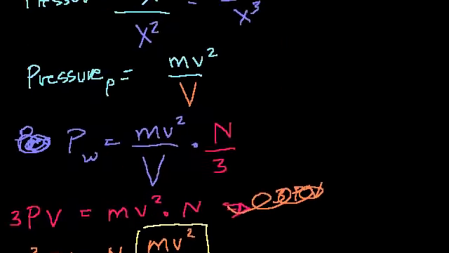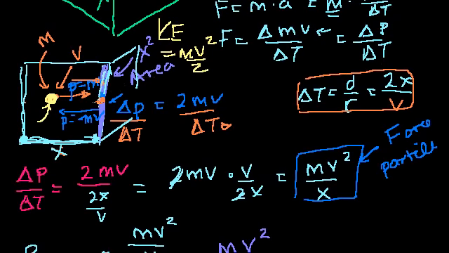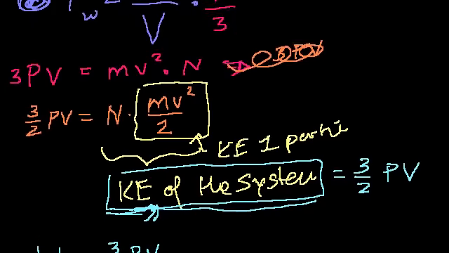Now you might say, hey Sal, you just figured out the pressure on this side. What about the pressure on that side and that side and that side, or on every side of the cube? Well, the pressure on every side of the cube is the same value. So all we have to do is find it in terms of the pressure on one side, and that's essentially the pressure of the system.